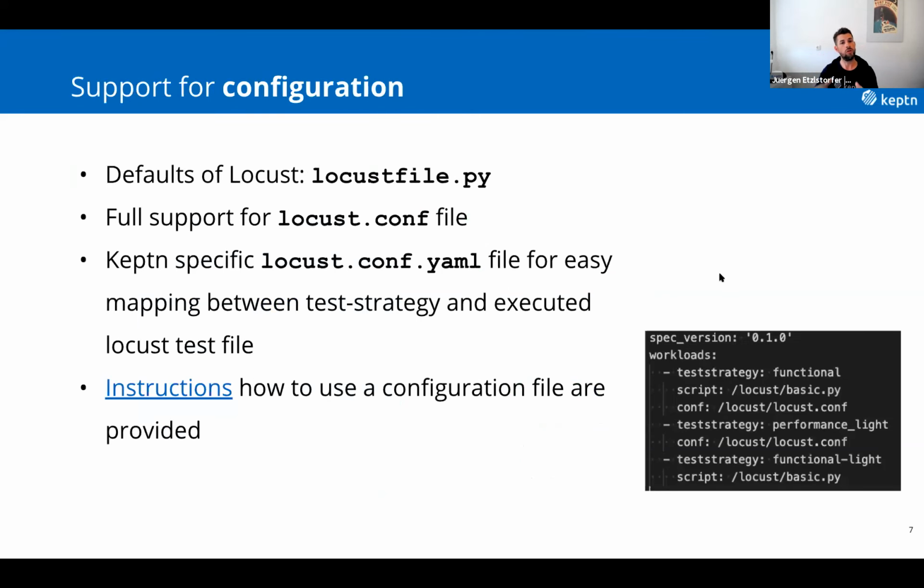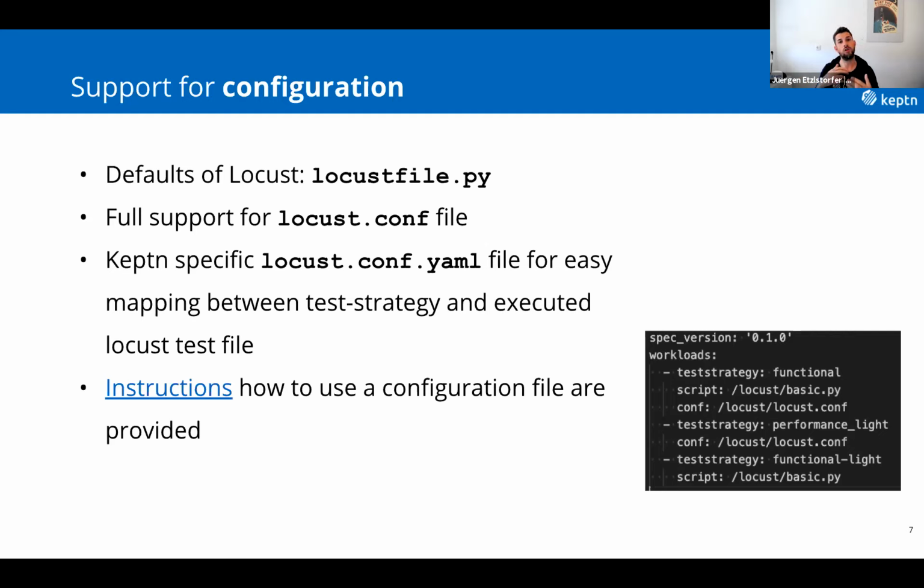And one thing that has also been added just recently by the Keptn community is the support for Locust configurations. So the default way to execute a Locust test in Keptn is if there's just one file called locustfile.py, then Keptn will pick up this file and will execute it as part of the testing task. If there's also a locust.conf file, Keptn can pick this conf file up and make use of it.